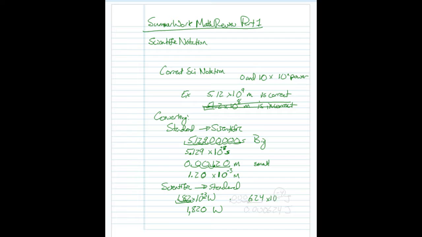We can do the same thing for small numbers. 6.24 times 10 to the negative 4th joules. I'm going to start off by writing down our significant digits, 6, 2, 4. And then we're going to move the decimal 4 times to the left this time because it's negative, and negative means a small number. 1, 2, 3, 4. And fill in our zeros. 0.000624 joules.